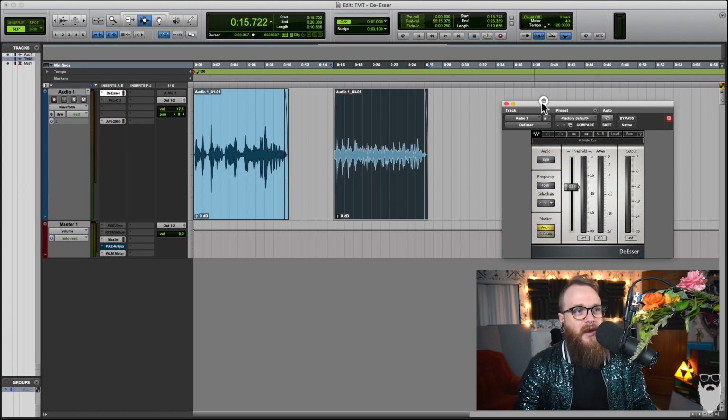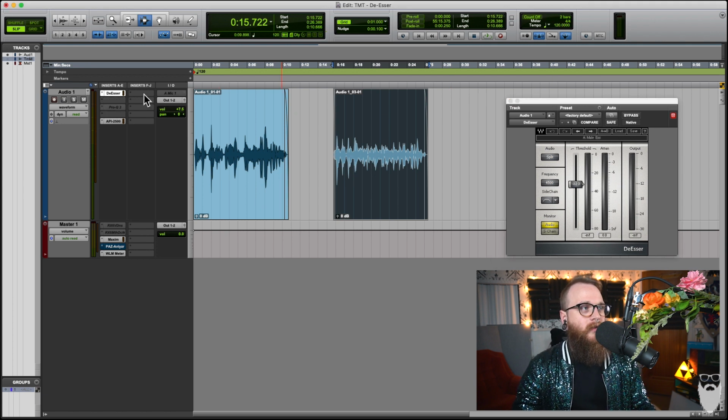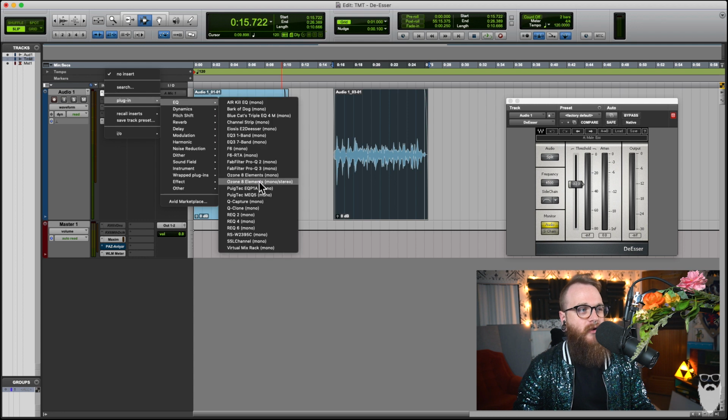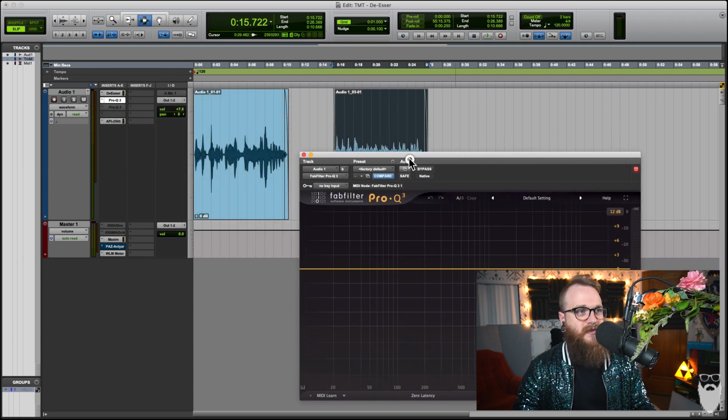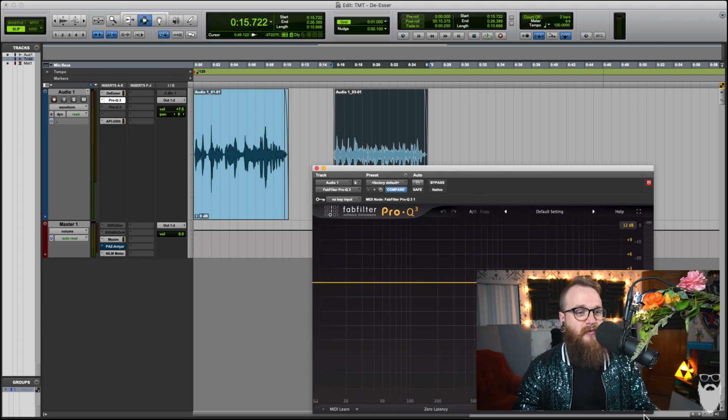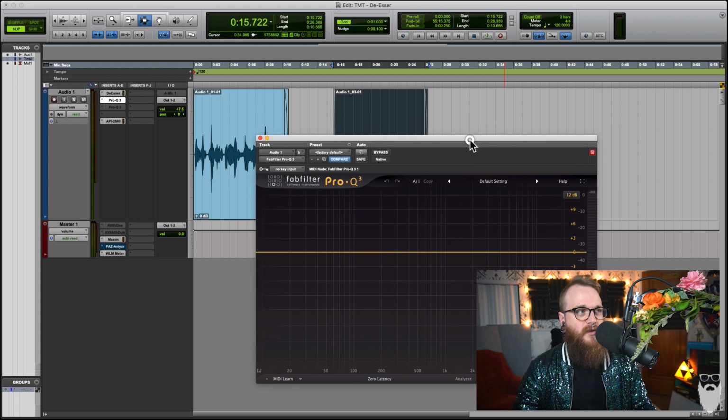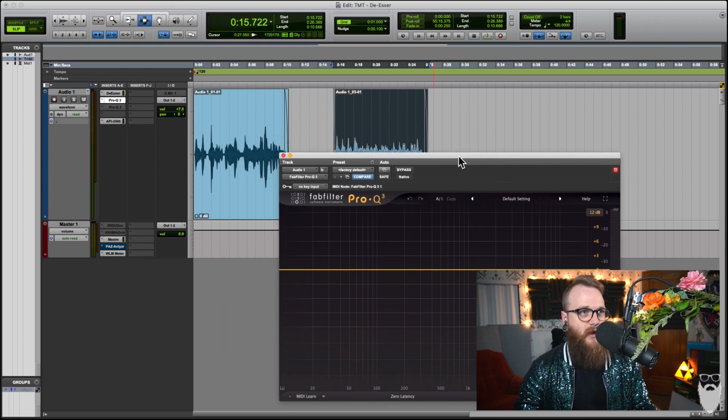So something that we could look at is FabFilter Pro-Q 3, and if we were just trying to EQ out the sibilance, it's going to EQ everything, so it's going to affect the entire signal. So let's listen, we'll look at the frequency visualizer and find where those S's are living.